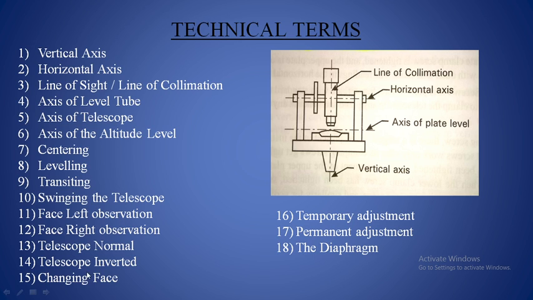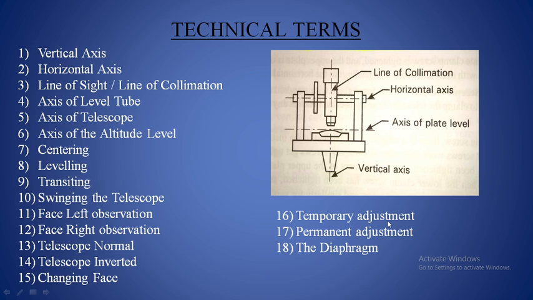So the operation of bringing the vertical circle from the left to the right of the observer is called changing phase. Face left observation means keeping the vertical circle to the left. Face right observation means keeping the vertical circle to the right side of the observer. So this changing operation is known as changing phase.